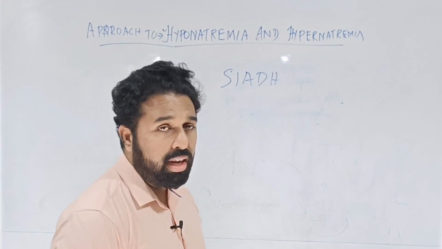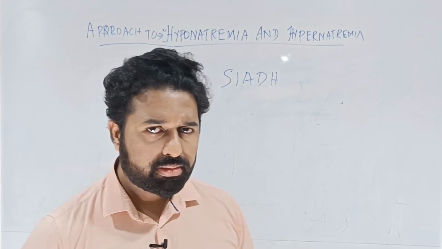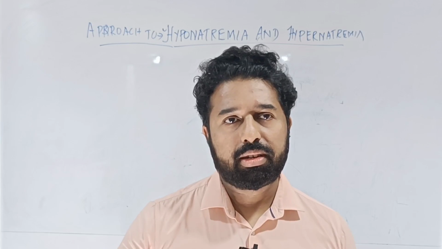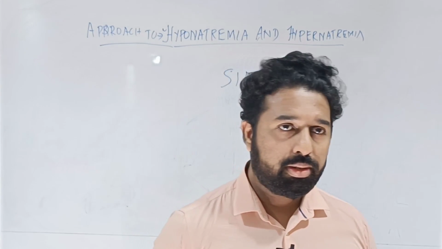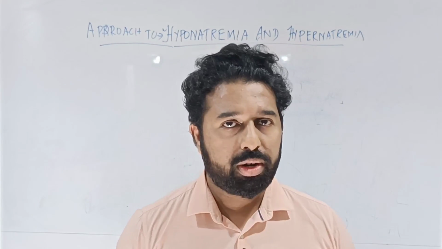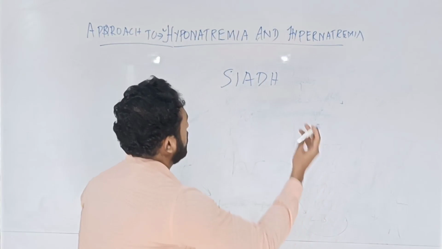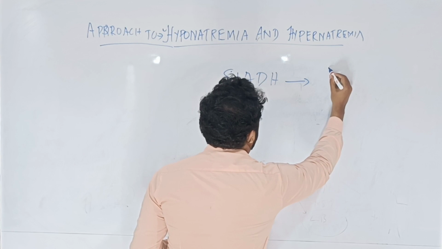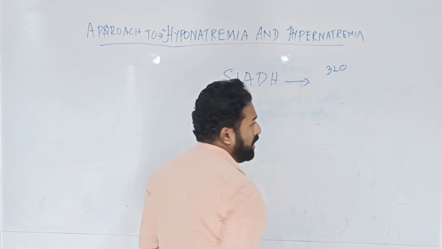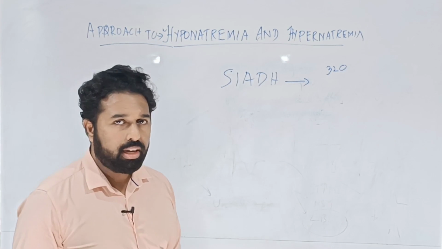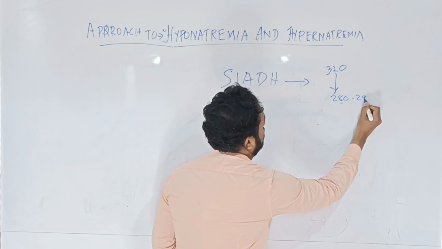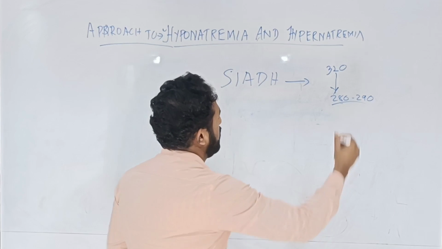Now expand on inappropriate ADH secretion. ADH, if you expand the word, what does it mean? It means antidiuretic hormone. So basically it is supposed to retain water in the body. Now consider this typical case where you have, say, a serum osmolality of 320. The ideal behavior of ADH is to bring the serum osmolality down to normal, which is 280 to 290. That is the appropriate behavior.